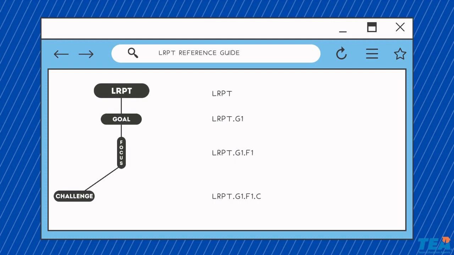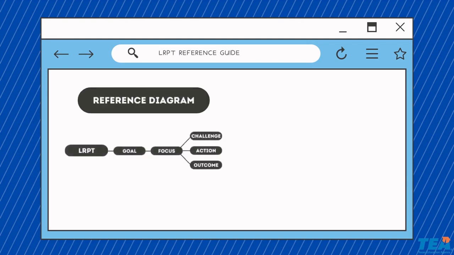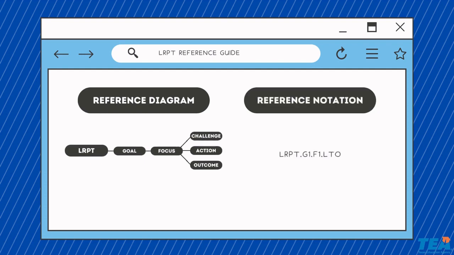Lastly, the current section of the focus area will be listed. This could be either the challenge, indicated with a C, one of the actions, indicated with an A and the number, or the short-term or long-term outcome, indicated with either STO for short-term outcome or LTO for long-term outcome. Look for the reference diagram and reference notation in the corner of the slides throughout the video.